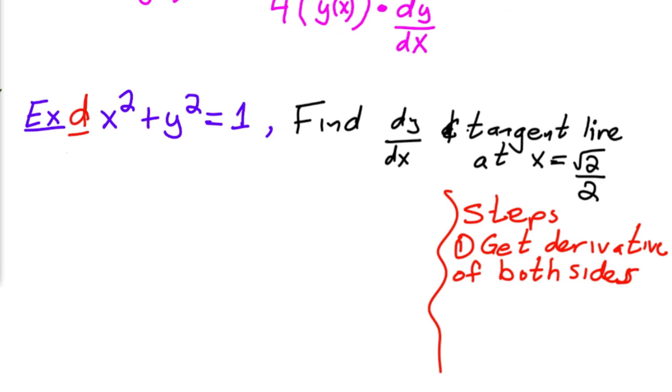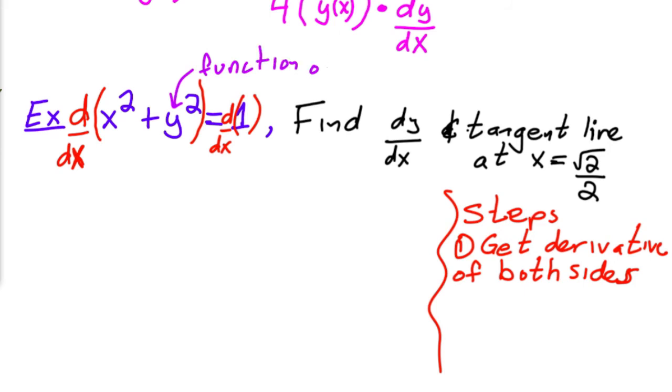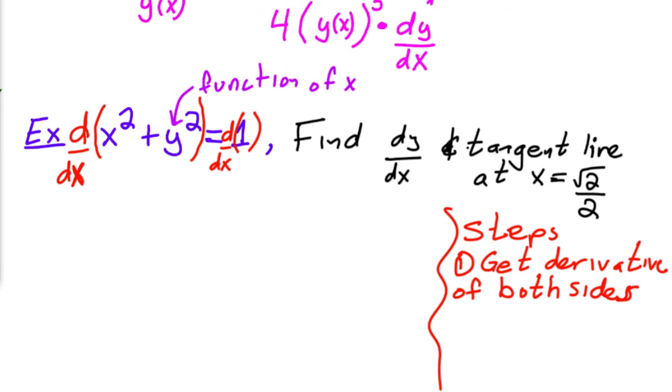So I get the derivative of both sides, and notice I'm using Leibniz notation. I'm using the operator for the derivative, and remember this tells me I'm getting the derivative with respect to x, on both the left side and the right side. Now remember, this is a function of x. So when I get the derivative of that, I'm going to have to use the chain rule, just like I showed you up here.